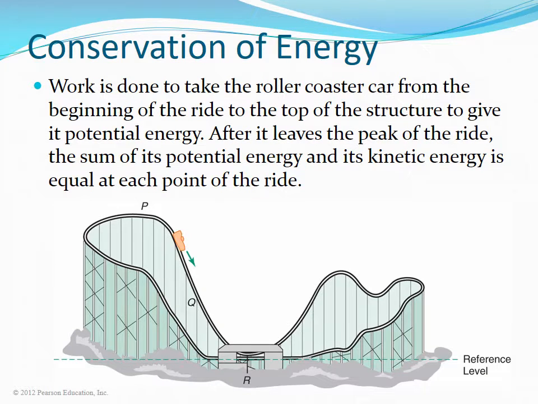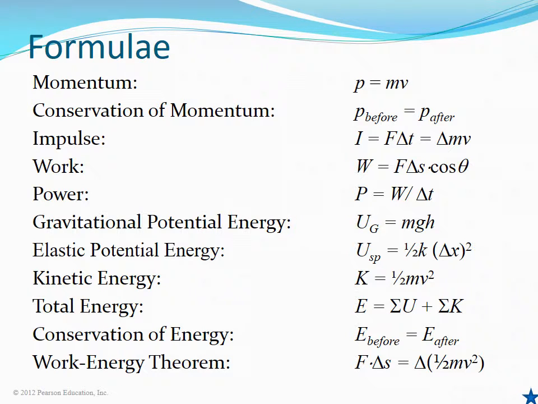Work is done to take the roller coaster car from the beginning of the ride to the top of the structure to give it potential energy. After it leaves the peak of the ride, the sum of its potential energy and its kinetic energy is equal at each point on the ride. Watch the roller coaster video on Blackboard. This slide lists a summary of formulas in this chapter.